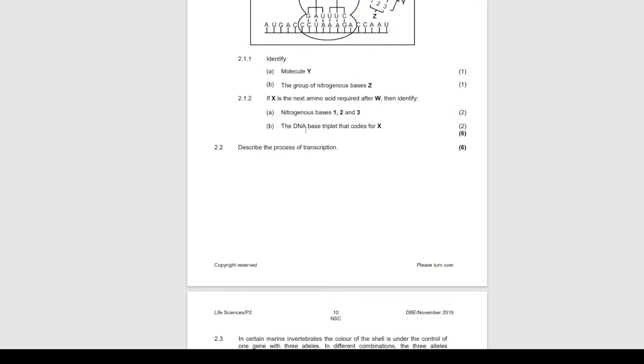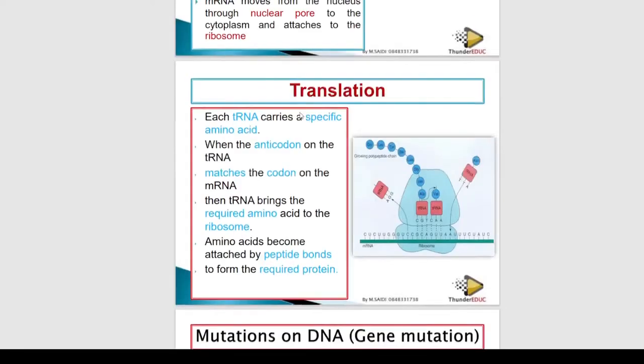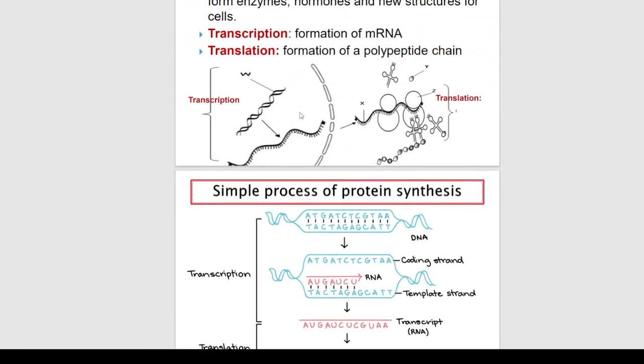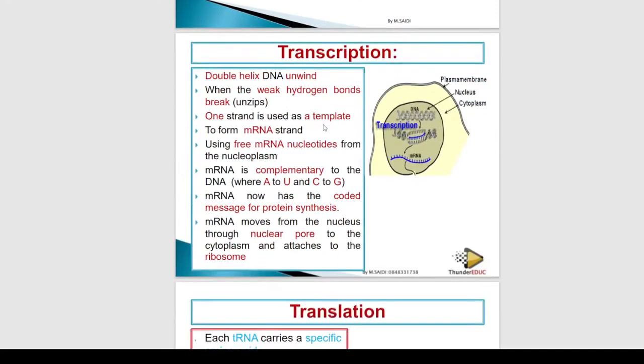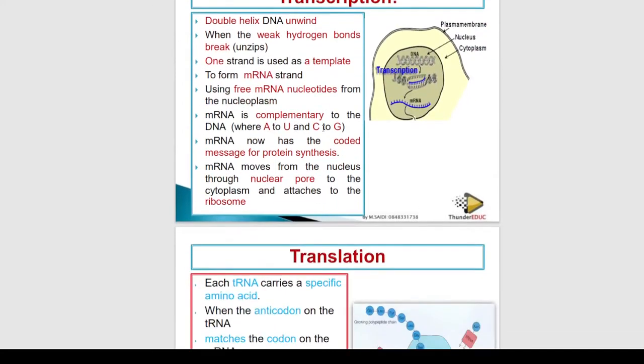They're saying that for the DNA triplet, we have seen it, describe the process of transcription. Guys, I'm not going to waste time here. You cannot go to the paper without knowing DNA replication, transcription, translation. Three of them. So here, every different color means a marking point. Make sure that you use this distinction material.